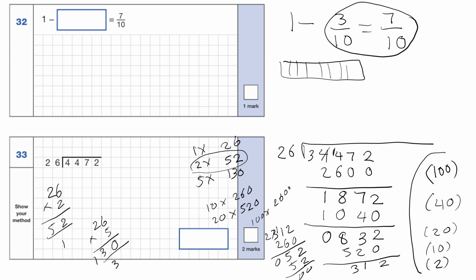And let's just add all of this now. That's my answer. 140, 160, 70, 172. That's division by chunking.